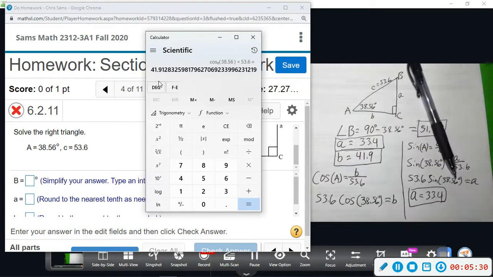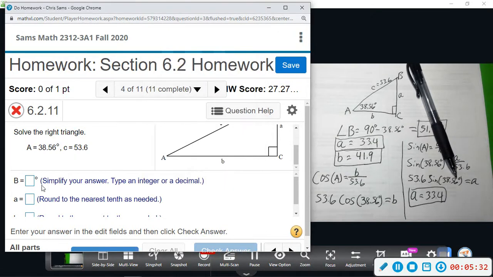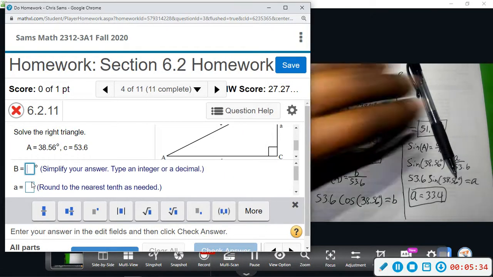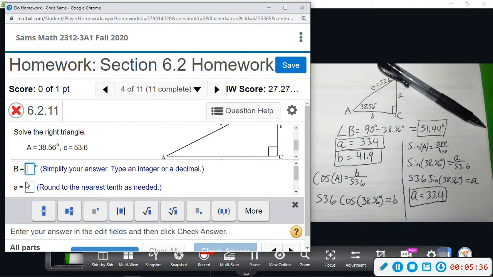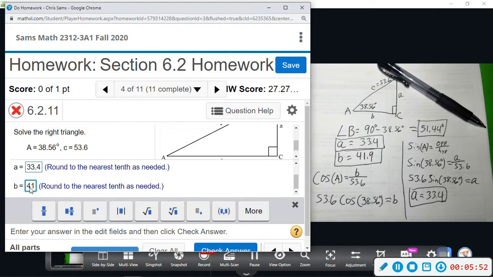Okay. So we have all of those. So 51.44, and then A is 33.4, and then 41.9.